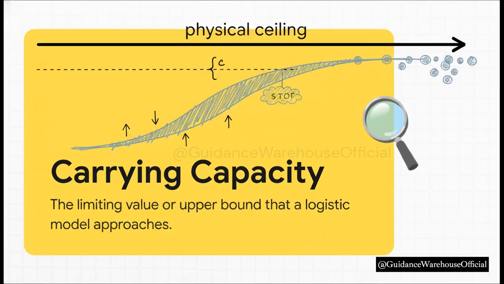Think of the carrying capacity as a physical ceiling that the data can get closer and closer to but never truly punch through. The function increases rapidly at first, hits a point of maximum growth rate, and then the brakes just get applied. The curve bends and levels out into a flat horizontal line right beneath this ceiling.